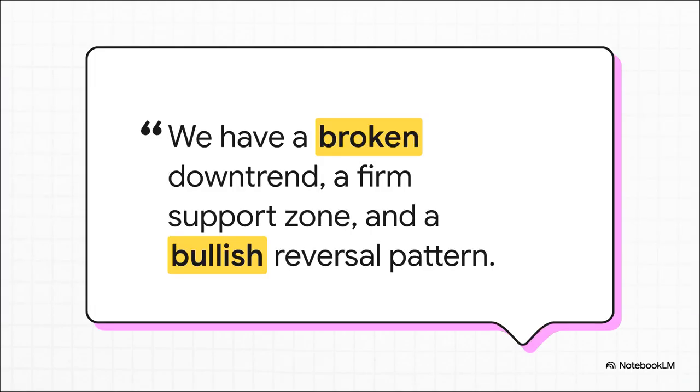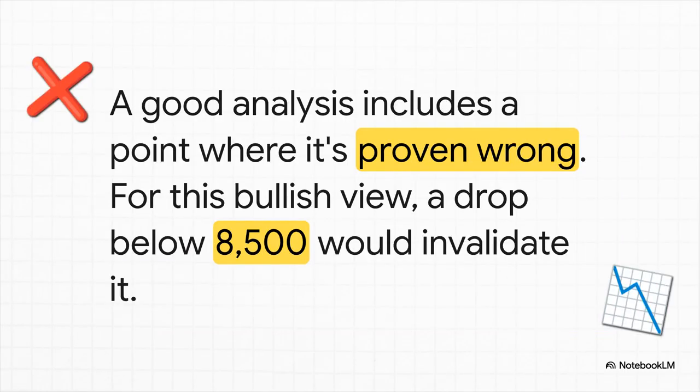So if we had to boil it all down to one single sentence, what's the takeaway? Well, it's this. We have a 5-year downtrend that's been broken. We have a major support zone that's holding firm like a floor. And we have a giant reversal pattern with a bullish target. When you put all that together, the weight of the evidence is pretty clearly pointing towards a more positive, more bullish outlook.